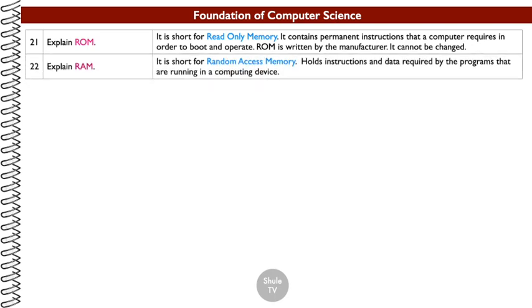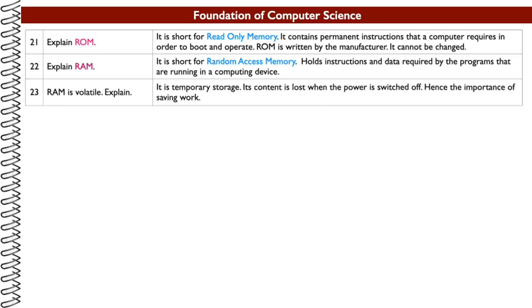Explain RAM. It is short for random access memory. RAM holds instructions and data that are required by the programs that are running in a computing device. RAM is volatile. Explain. RAM is a temporary storage. Its content is lost when the power is switched off. This explains the importance of saving work.